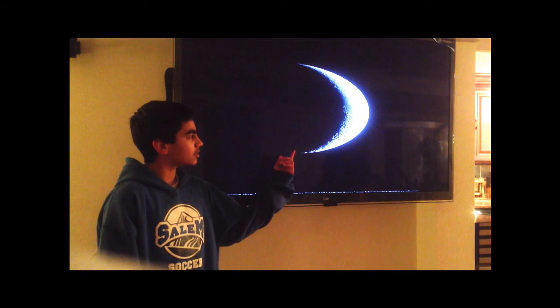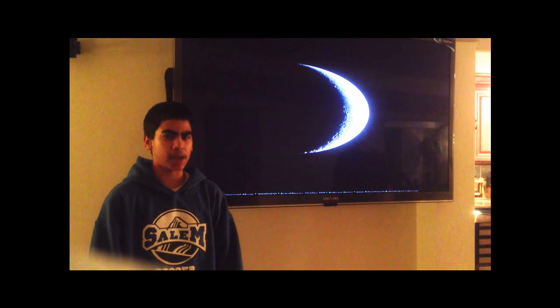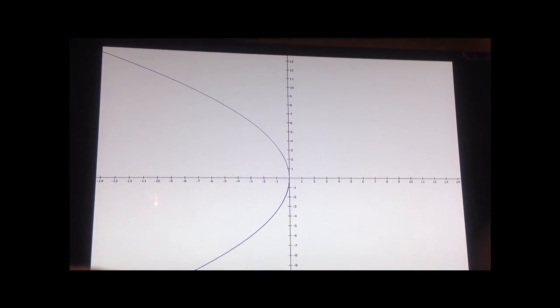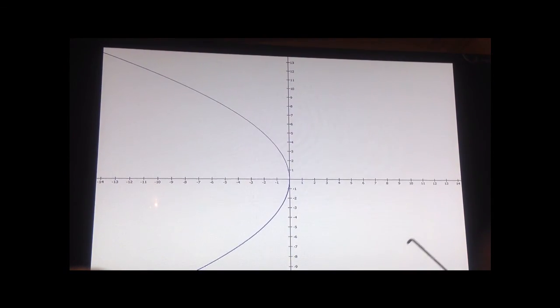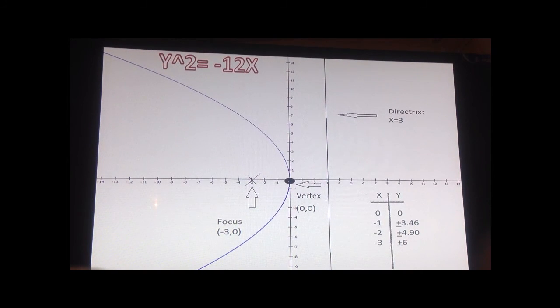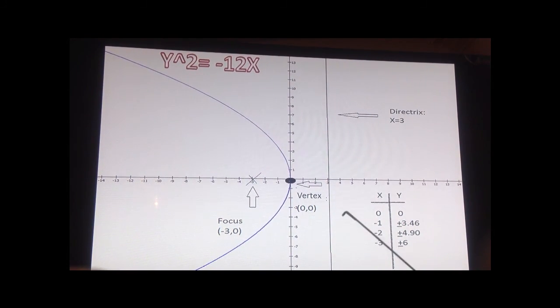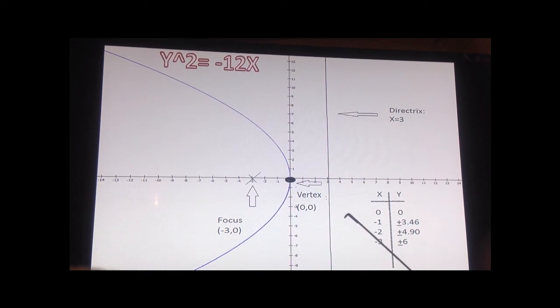moon. Isn't that something we learned last week in math class? This is the moon I saw earlier. Isn't it a parabola? Yes, it is a parabola. This is an example of an untranslated parabola that resembles the crescent moon. It opens to the left. The equation is y squared equals negative 12x. The vertex is at 0, 0 because the graph is untranslated.